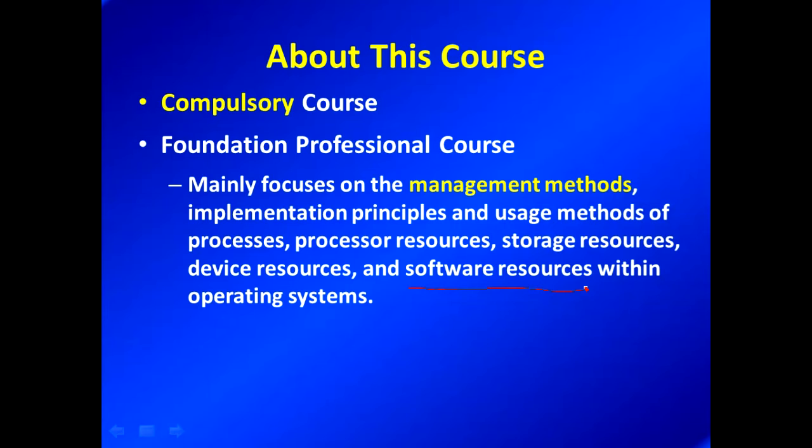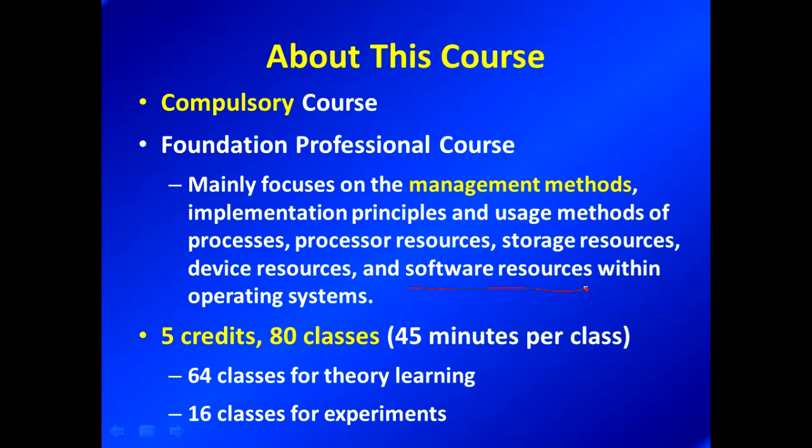So it's about the operating system. It's all about resource management, including hardware and software resources. And this course includes 80 classes and has 5 credits. Among the 80 classes, we have 64 classes for theory learning and 16 classes for experiments. I'm going to explain how to arrange all of these 80 classes in more detail for you.